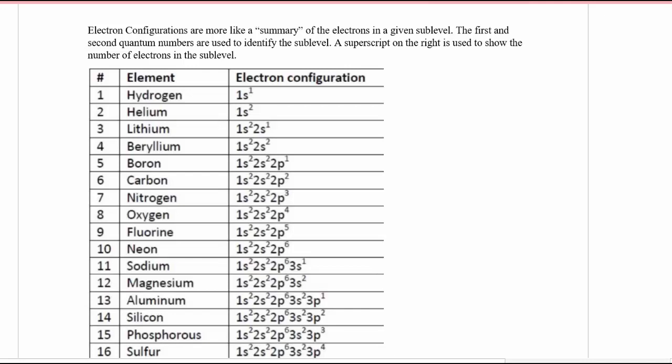If you remember from before, to define a sublevel, I need the first quantum number to tell me the energy level, how far it is from the nucleus. Then I need the second quantum number, the S, P, D, or F, to tell me what type of orbital I'm dealing with. So as you can see from our little diagram, electron configurations just have the first and second quantum number and a superscript for how many electrons are in that sublevel.